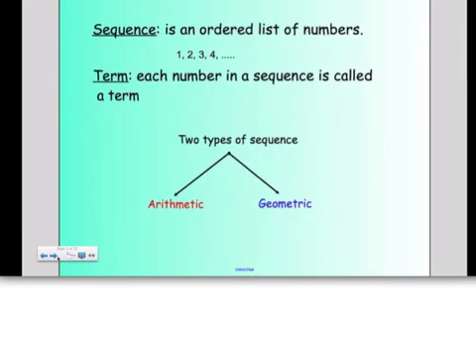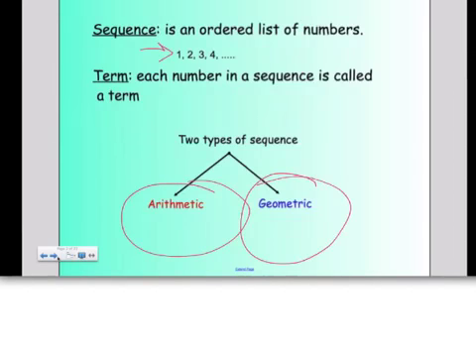So a sequence is an ordered list of numbers. A term is each number in a sequence. So this would be a term. Number 1, 2, 3, 4, those are all the terms. There are two types of sequences. There's arithmetic and then there's geometric. Today we are going to be working with arithmetic.